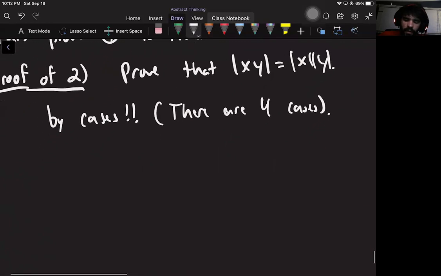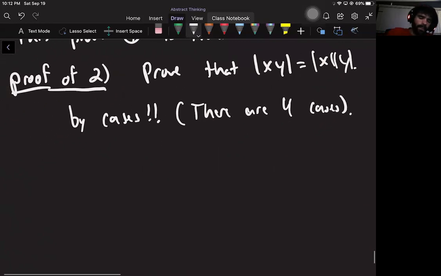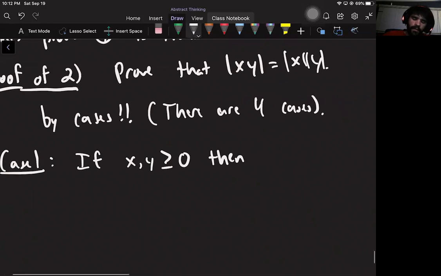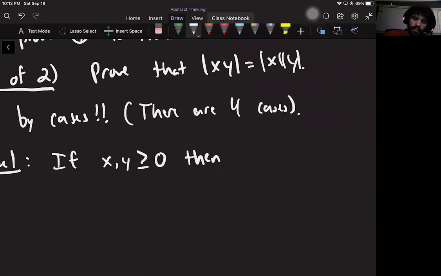And if I want to think about it in cases, what I can do is say, okay, what happens if both x and y are positive or 0 to start with? Then I just calculate these things. Well then x times y, positive times positive is positive. So that's that. So then when I do absolute value of it, what's the absolute value of a positive number? It just doesn't change.